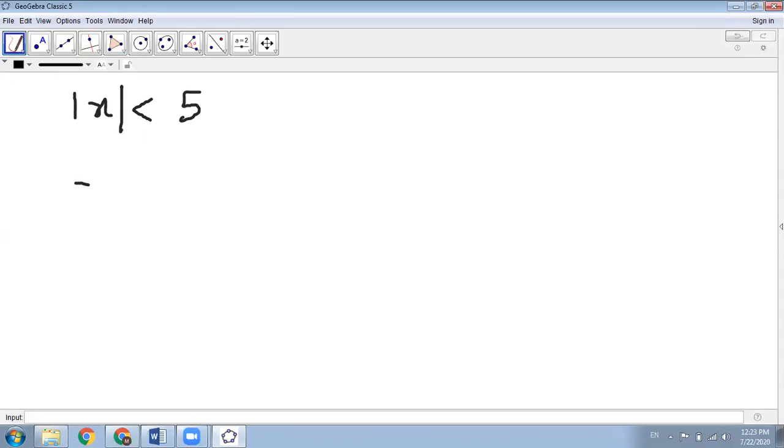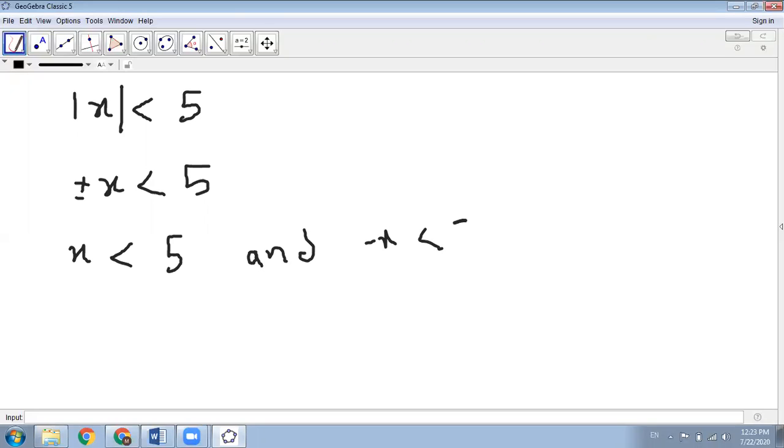plus minus. So in the same way, we write plus minus x less than 5, and then we write x less than 5 and minus x less than 5. So in this case, we use and. Whenever an absolute value is less than a positive number, we have to write and here. So x less than 5, there is no issue in writing x less than 5.